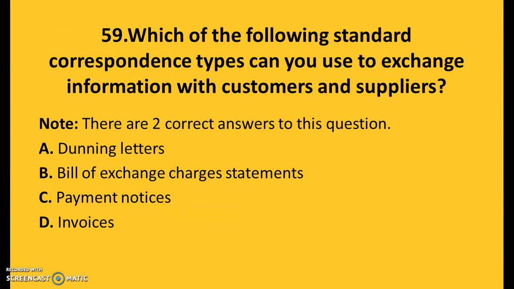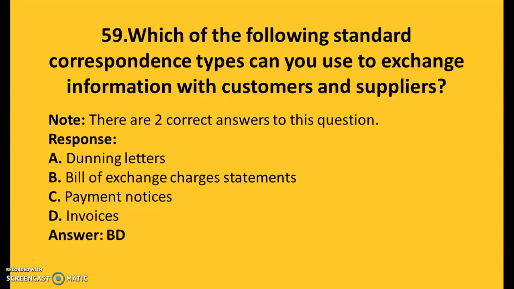Which of the following standard correspondence types can you use to exchange information with customers and suppliers? So there are two correct answers for this. And the A, dunning letter, B, bill of exchange charges statements, payment notices, and D, invoices. So the two right answers are bill of exchange charges statements and invoices.